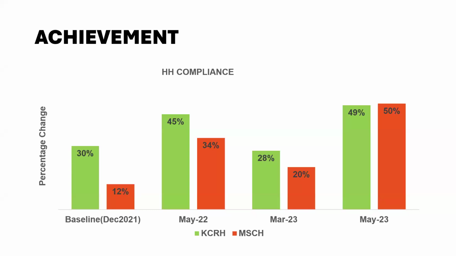The next findings were in May 2022. The audit for the compliance for Kilifi had moved from 30% to 45%, and that for Malindi had moved from 12 to 34%. The next audit that was done showed a drop in compliance. Kilifi went down to 28%, and Malindi went down to 20%. Then later, we did another one where Kilifi went to 49% and Malindi went to 50%.